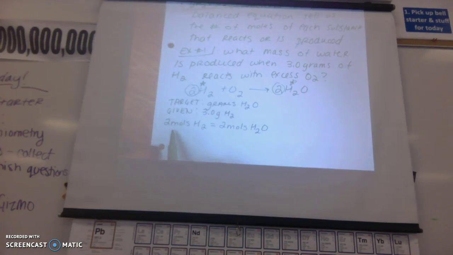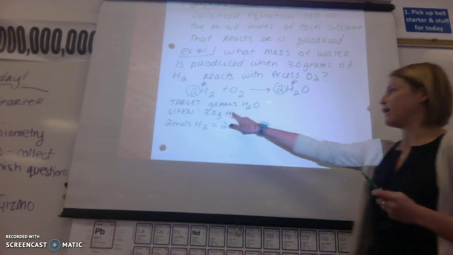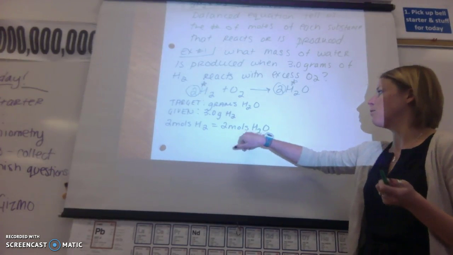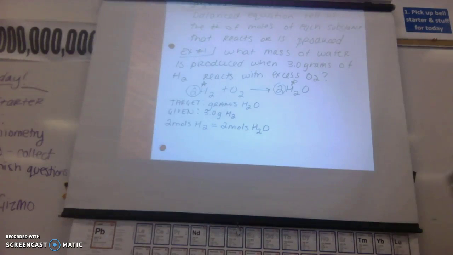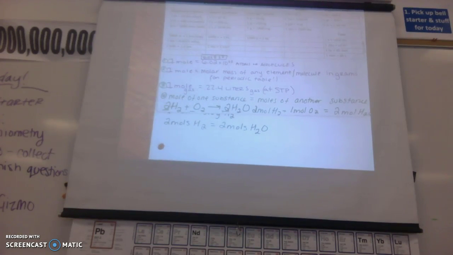So we have to get everything to moles. Moles is our bridge between 2 different substances. So now we know we have to get our given hydrogen to moles. We'll have to get our moles of water back to grams to get to our target. So looking on your foldable, which one of these, 1, 2, 3, or 4, compares mole to mass? Moles to grams. Second one.